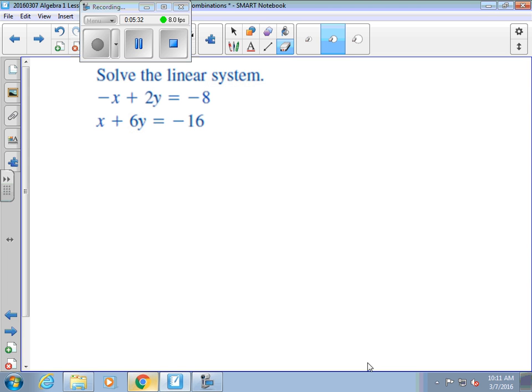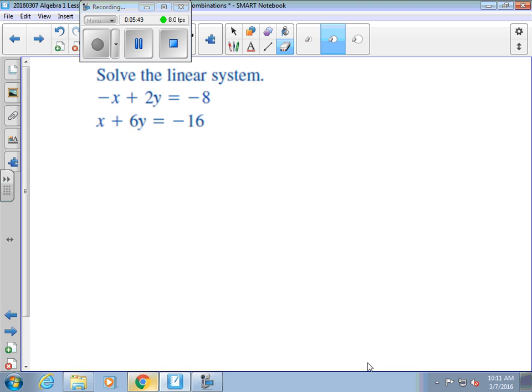Okay, as we look at this system, as we look at each of these equations, your x's are stacked on top of each other. Your y's are stacked on top of each other. Your constants are stacked on top of each other. That's the first thing you need to check. Make sure your columns are straight. Then you want to check and see if you have opposite coefficients.